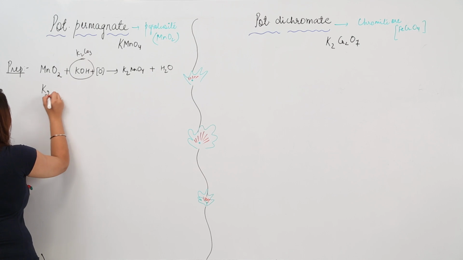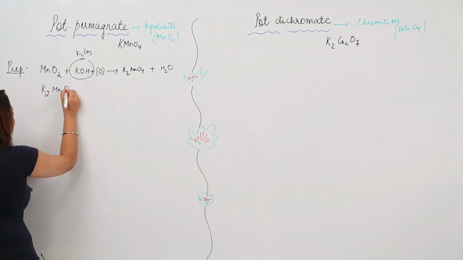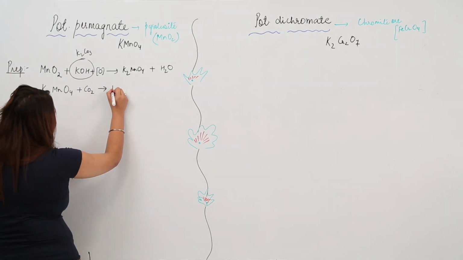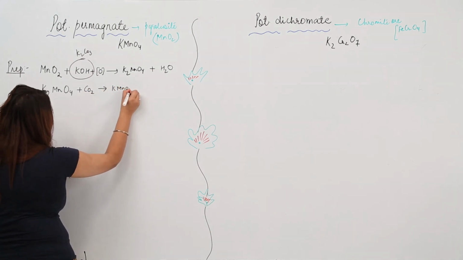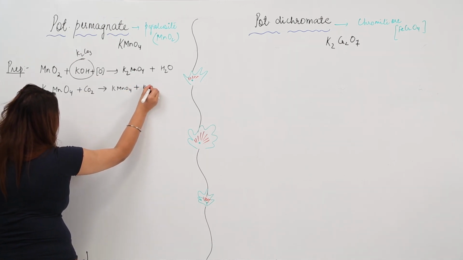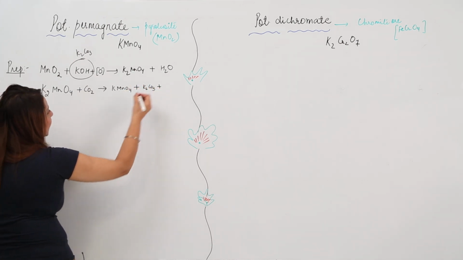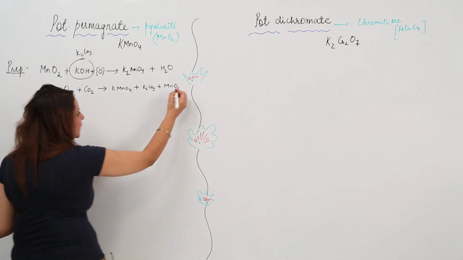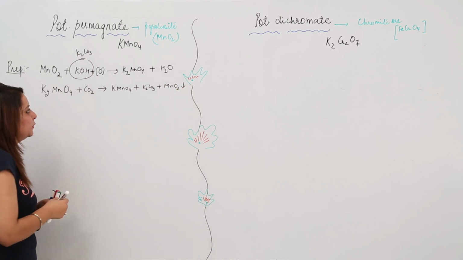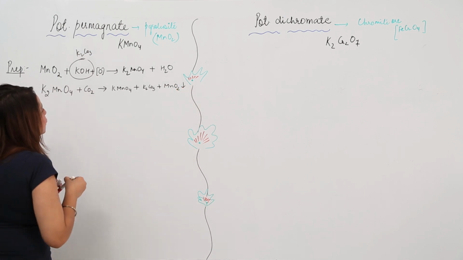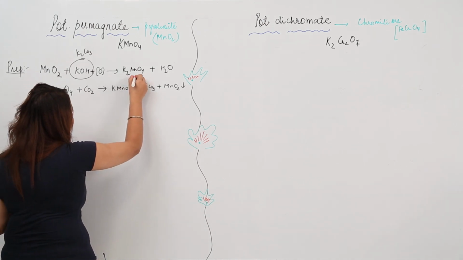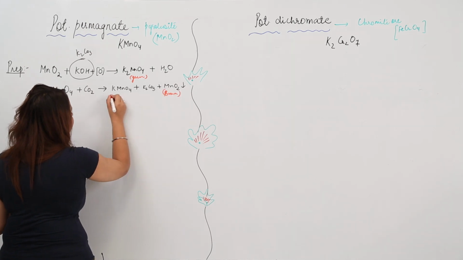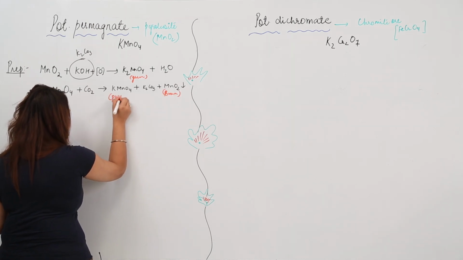Then in the second step, we react this K2MnO4 with carbon dioxide. As a result, we get potassium permanganate with K2CO3, and along with that we get MnO2. This stays behind, it is insoluble, so it settles at the bottom. K2MnO4 is green in color, MnO2 is brown, and KMnO4 is purple.